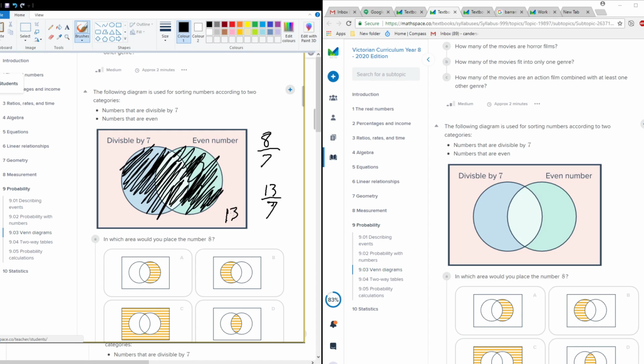So if we were to say which area 13 would go, it would be this one here. It would be the one that has the outside because we don't want the middle. So we're trying to color in the area that you do want, but what I've done is I've crossed out the area that we don't want.